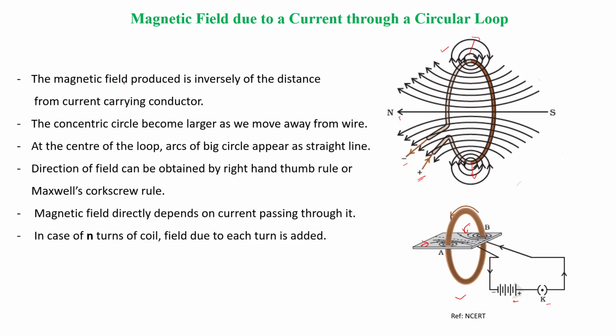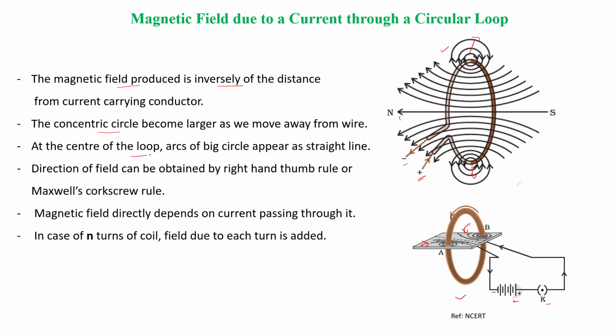Again, if you observe, the magnetic field produced is inversely related to the distance from the current carrying conductor. If you move away, the magnetic field is going to decrease, and the concentric circle size is going to become larger when we move away from the wire.